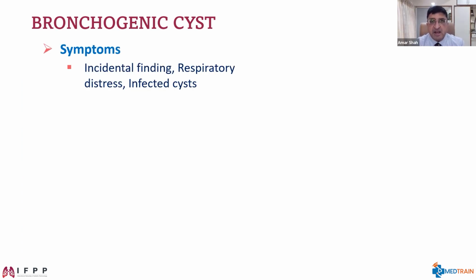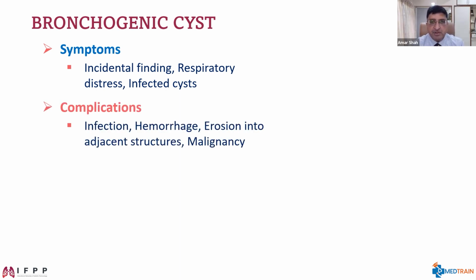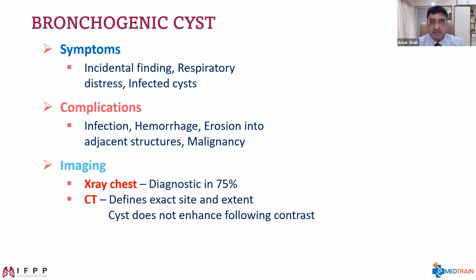Again, it may be an incidental finding or it may cause respiratory distress. Sometimes bronchogenic cysts may also get infected, and it may be a cause that can be identified when the child develops symptoms of infection. Complications include infection, hemorrhage, erosion into the adjacent structures, and malignancy. X-ray chest is diagnostic in almost 75% of the cases. A CT scan of the chest defines the exact site and the size of the cyst. When contrast is given, the cyst does not enhance, and it helps in clinching the diagnosis.